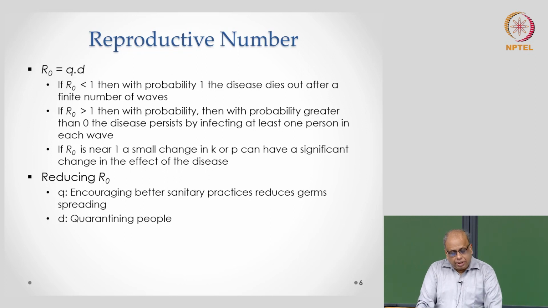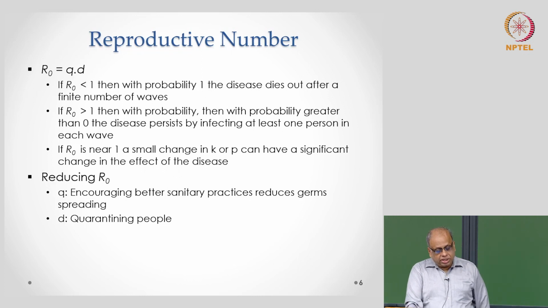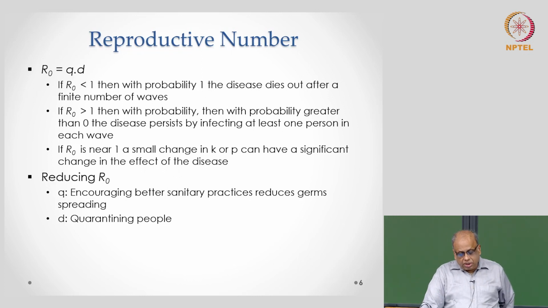So if you had read the papers during the COVID-19 pandemic, you would have seen people talking about a number called the reproductive number. They were saying, oh, the reproductive number is high, the reproductive number is low, and so on. So obviously they were looking into a more complex network, but even for this simple network, what is valid for a complex network: the reproductive number is Q into D. The contagion probability into the number of people you are in contact with.